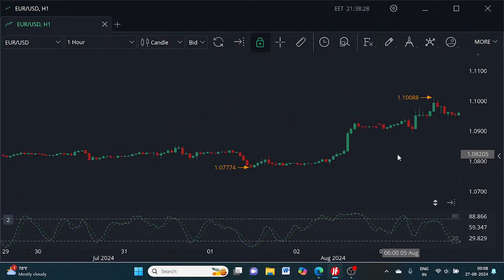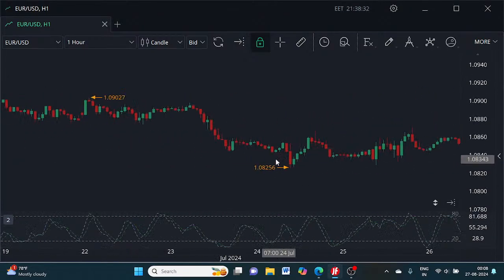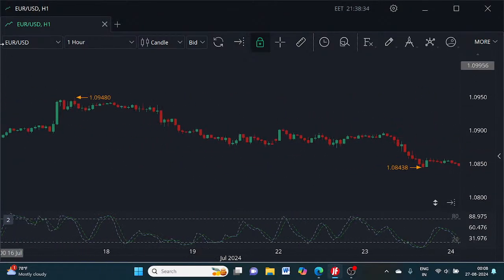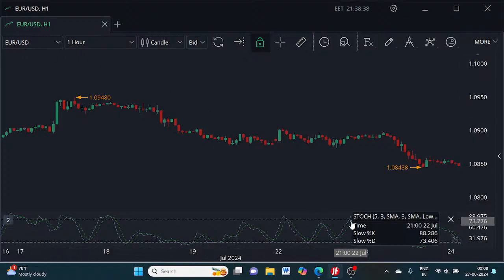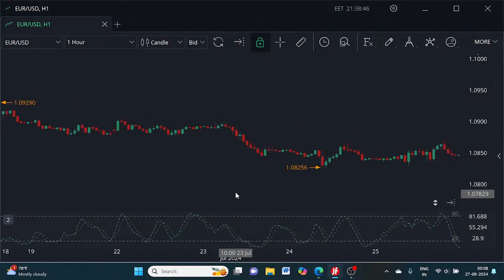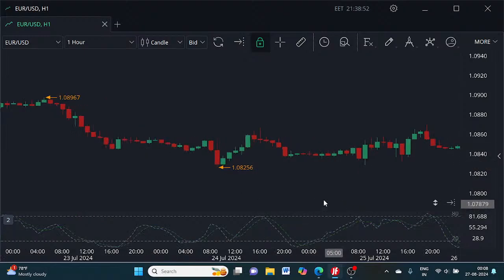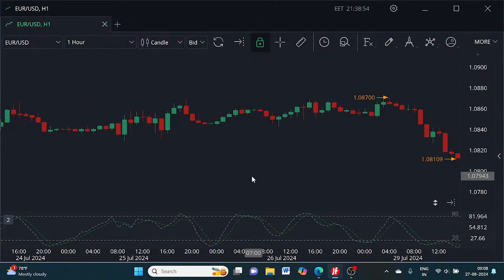Some common pitfalls of using the stochastic I will explain to you here on this chart, which we are using with Euro USD as the underlying instrument with the candle period defined at hourly. Let me zoom in a bit right here for better visualization.